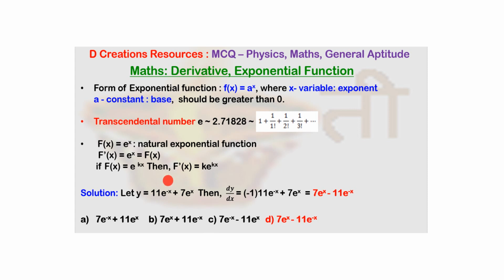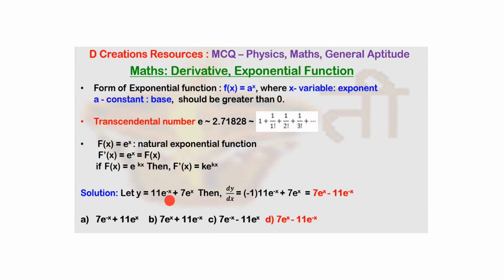So now if you look at this function y is equal to 11 e raised to minus x plus 7 e raised to x, there are two parts. First one is straightforward. Derivative of e raised to x will be that itself. So the term 7 e raised to x has to be there. Now if you see the options, only in option B and option D this term is there. So now A and C are already ruled out.